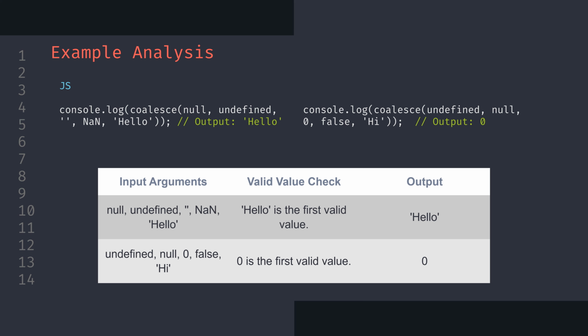In the first example, we skip over null, undefined, and other invalid inputs until "hello" is encountered. In the second case, 0 is considered valid since it's not null or undefined.